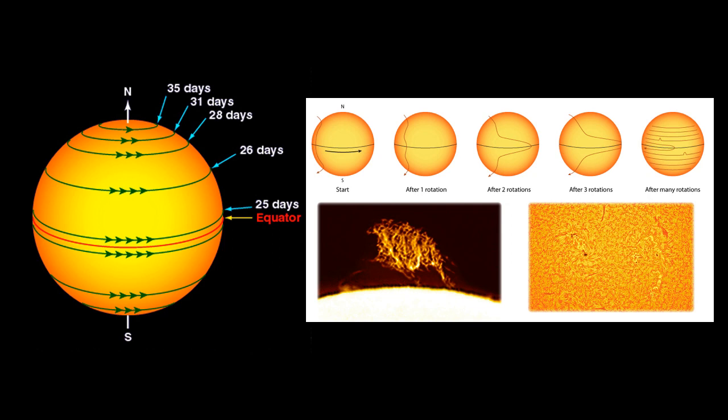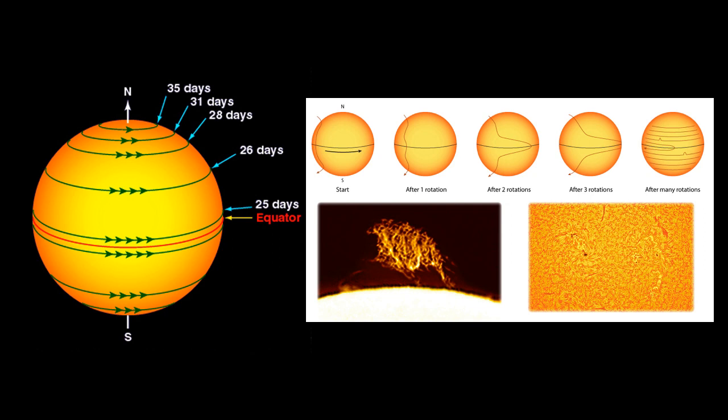And this effect winds the Sun's magnetic field up. And you can see that illustrated in the diagram. As it transitions, it gets more and more tangled up. And this difference in rotation speed exists right down into the Sun.